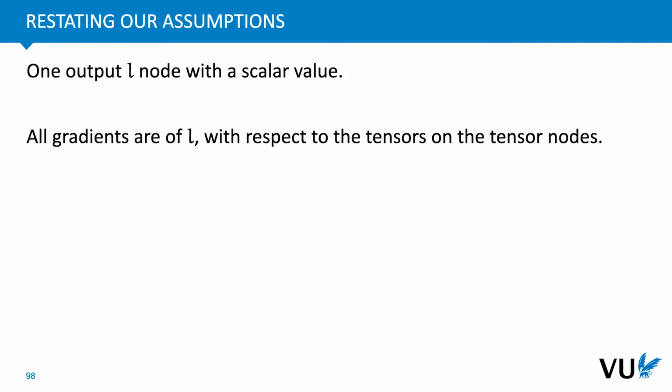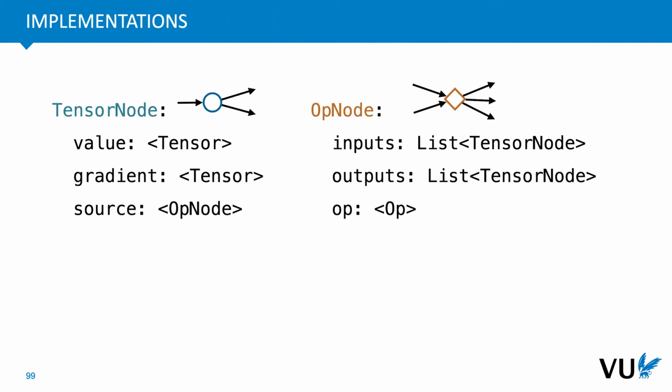With this computation graph, we hold on to the same assumptions we had before. We have one output node, which has a scalar value, and all gradients that we're going to compute are the gradients of L with respect to the tensors on the tensor nodes. To implement a computation graph, we need 3 classes of objects. The first 2 are shown in this slide. A tensor node object holds the tensor value at that node, and it also holds the gradient of the tensor at that node to be filled in by the backpropagation algorithm. Finally, it holds a pointer to the operation node that produced it, unless this node represents an input, in which case this pointer is null.